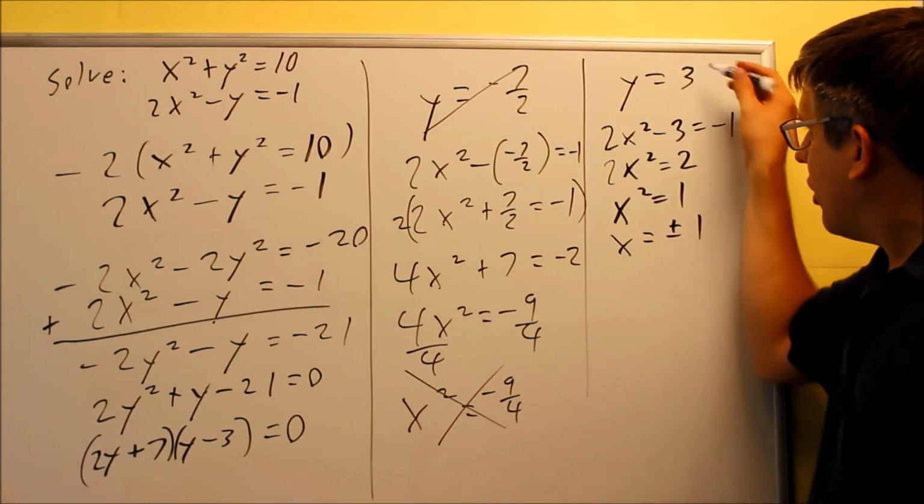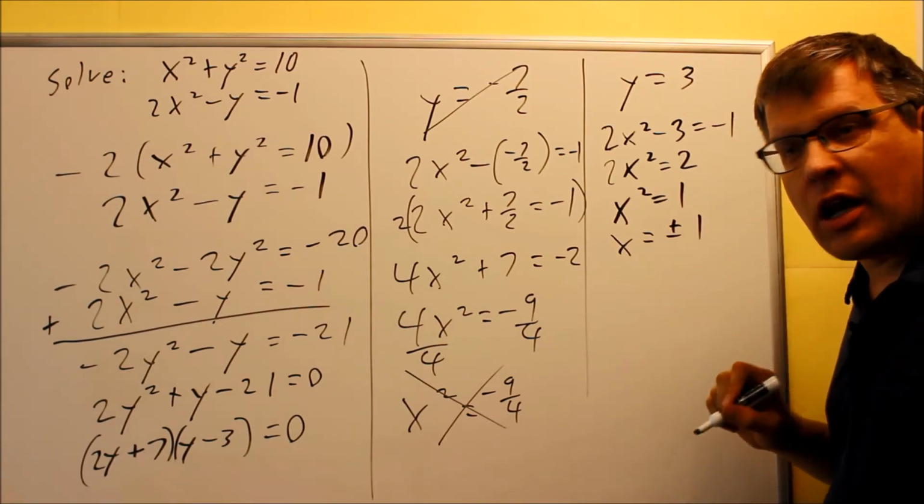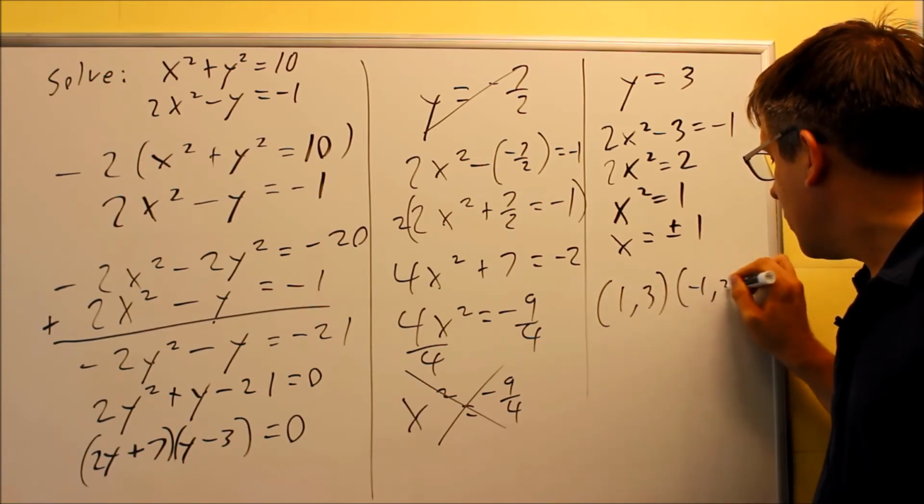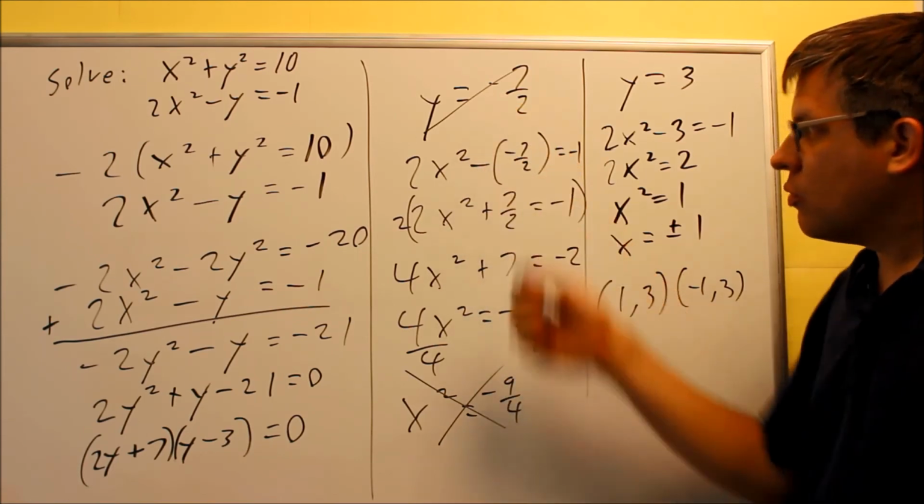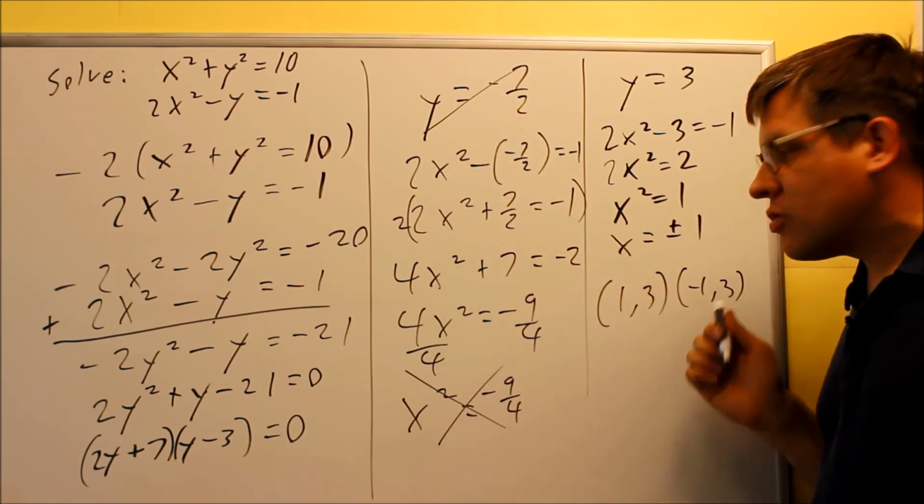When x is 1, you get 3. When x is negative 1, you also get 3. So when you write that out as a coordinate, you'll have (1, 3), and you'll have (negative 1, 3). So for this problem, because this one didn't work, you're only going to get 2 solutions, and these would be these 2 points right here.